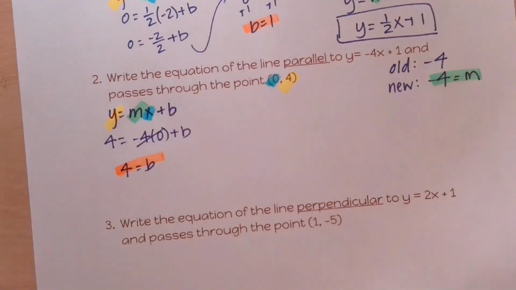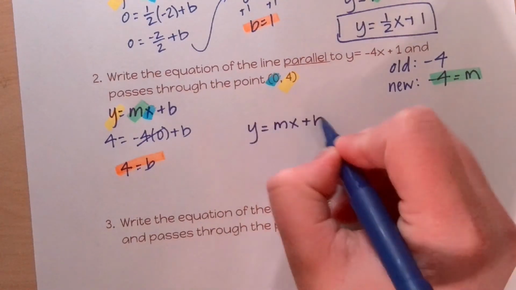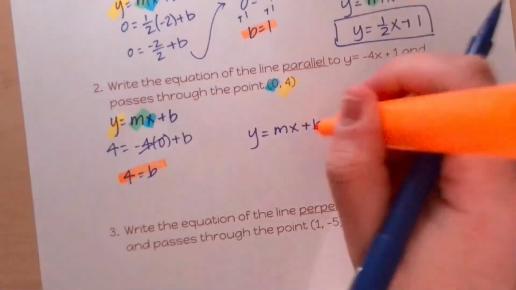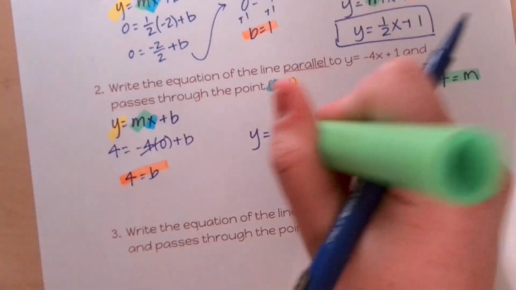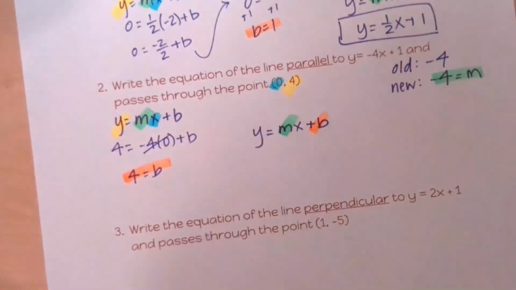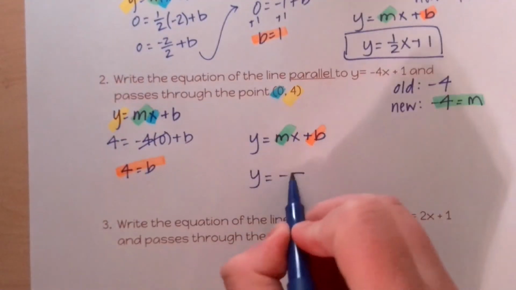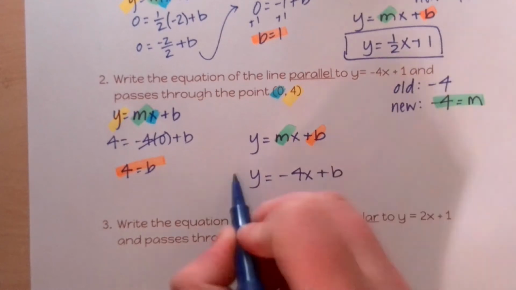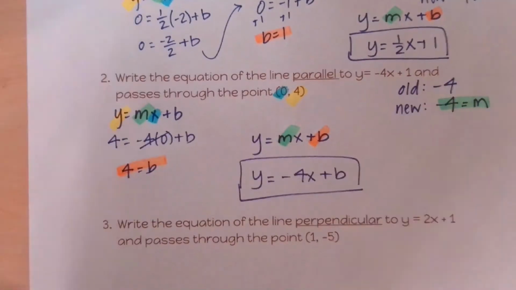And our last step, we plug into y equals mx plus b to get our equation. We plug in our y-intercept and our new slope. So we have y equals -4x plus b. Ah, not plus b. Plus 4.